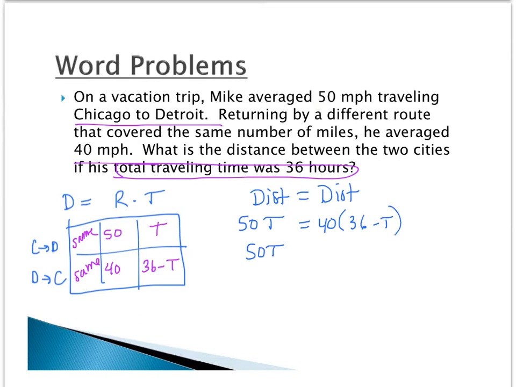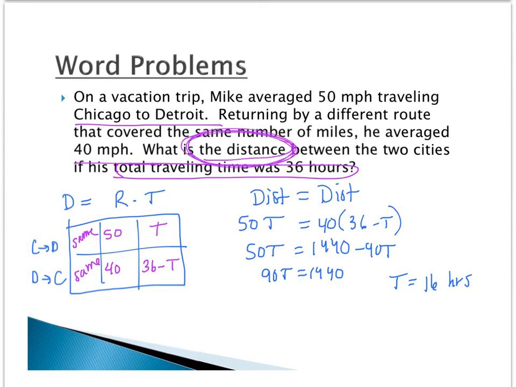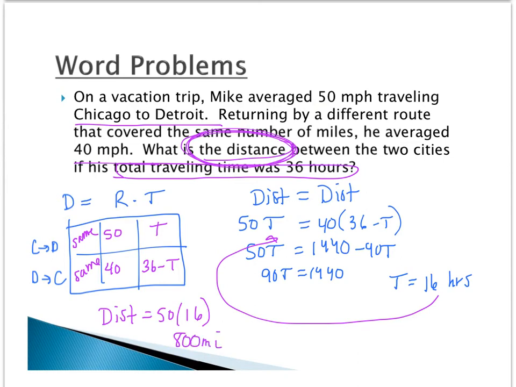And then we can go ahead and solve this simple linear equation. After solving the linear problem, we get that the total time is 16 hours. However, that was not the question that was asked of us. We were asked to find the distance between the two cities. Therefore, now we have to go back to the original problem and plug our time in. So my distance is going to be 50 times 60, which gives me 800 miles.